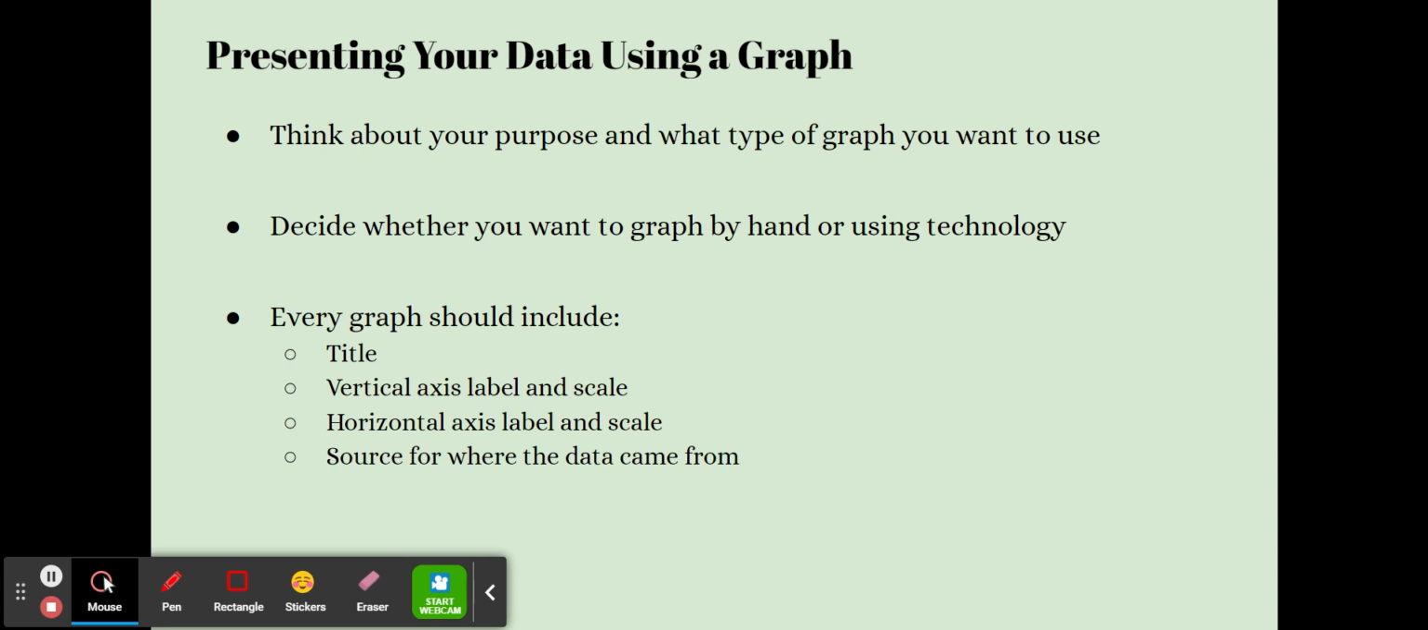Make sure when you make a graph, you have a title. If applicable, you have a vertical axis label and scale and a horizontal axis label and scale. What's also important with your axes is that the scale is consistent. So you can't go 1, 5, 17, 200, right? You want to go 5, 10, 15, 20, 25, 30. So your scale needs to be consistent. Your vertical scale and your horizontal scale do not need to be consistent with each other. They just have to be consistent on their own.